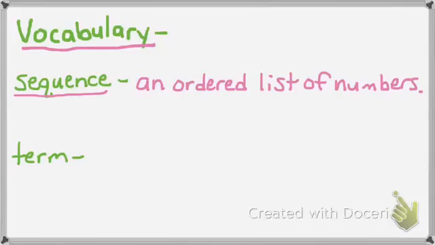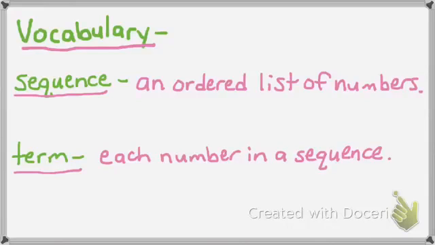Our next vocabulary word is term. A term is each number in a sequence. So if our sequence was counting by twos, 2, 4, 6, 8, the first term would be 2, the second term would be 4, the third term would be 6, and so on and so forth. So we have sequence and term.